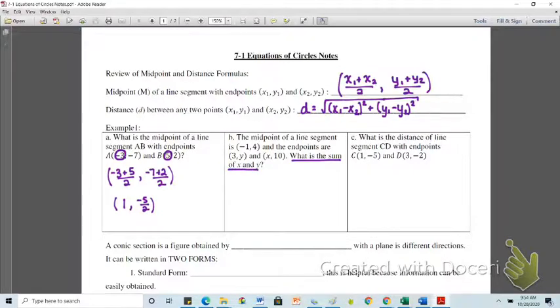So again, just like on the previous problem, I'm going to go ahead and circle all of my x's. So I know those all go together. And we're going to write 2 equations. So the endpoint, 3 plus x over 2, equals my midpoint. I'm going to multiply both sides by 2. And subtract 3.